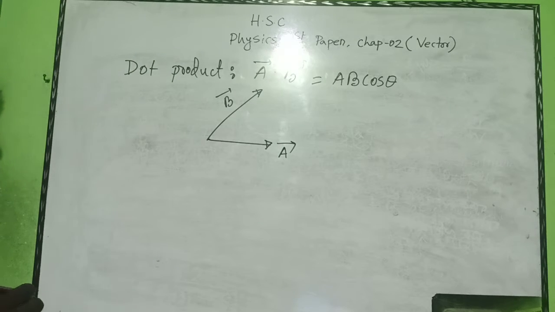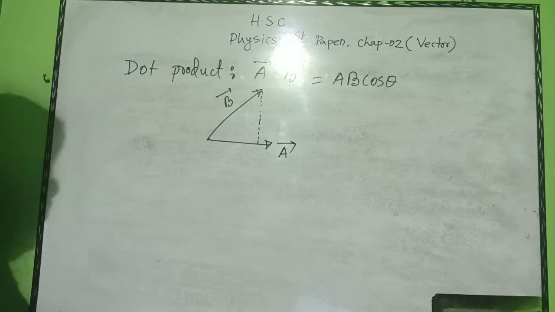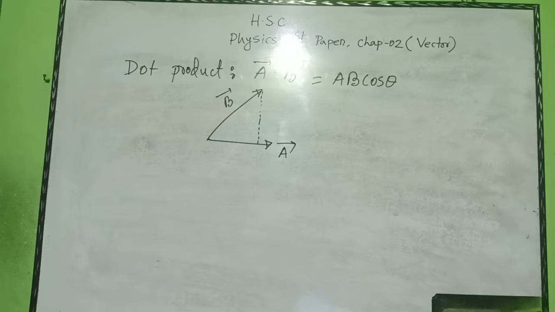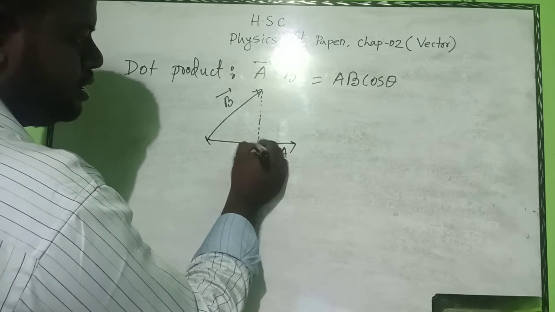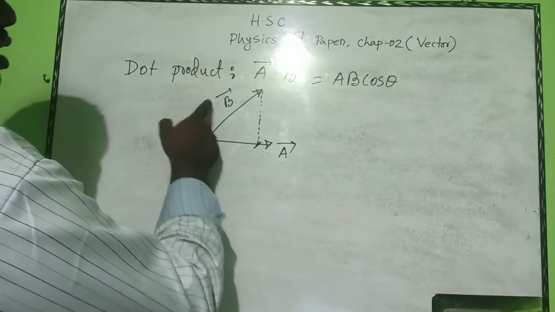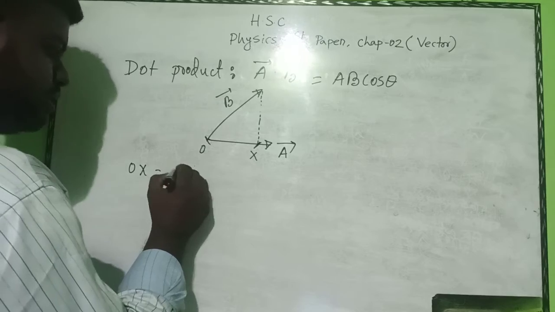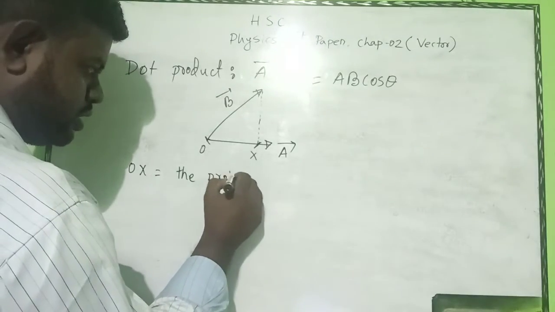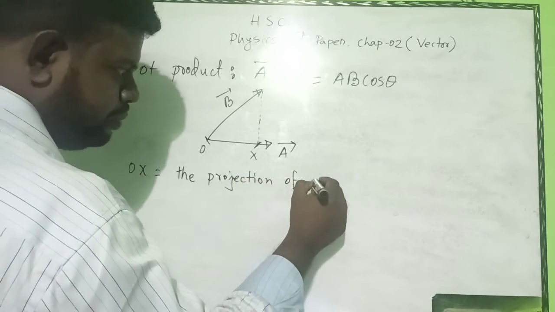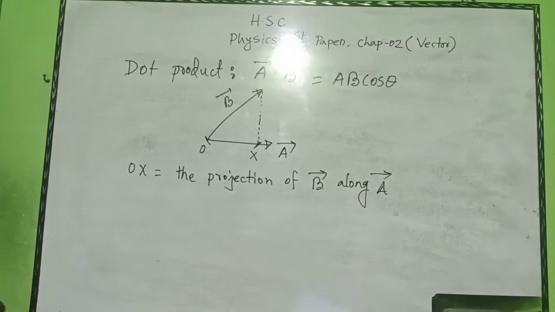Okay, do you know what the projection is? If you draw a perpendicular line from B vector on A vector, that means from any vector to another vector, the intersecting part indicates the projection of B on A. So if you denote it by OX, then OX is equal to the projection of B along A vector. Okay, so I want to calculate what the value of OX is.